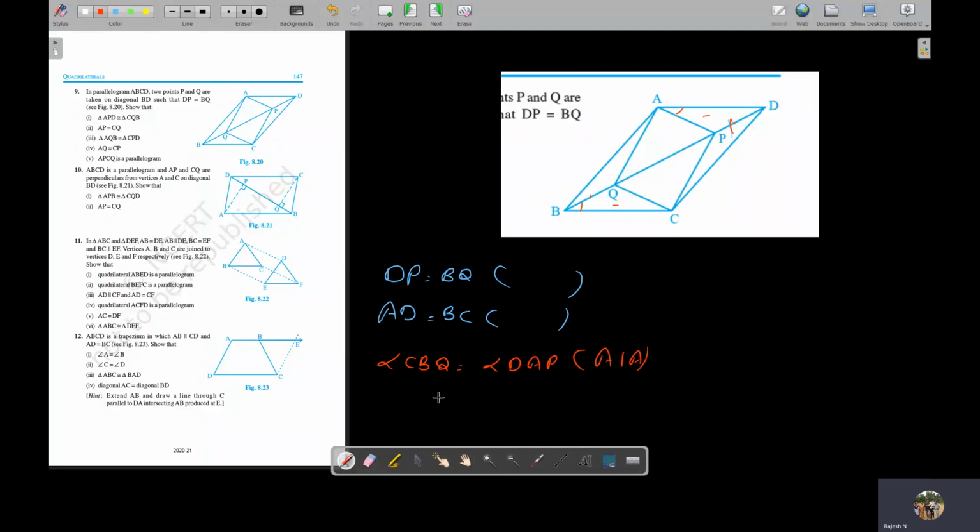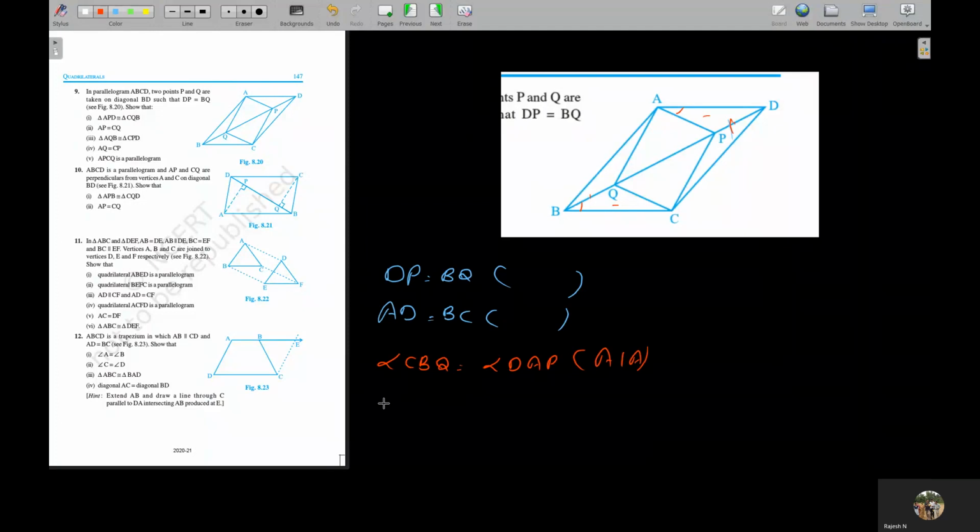Therefore, by which rule? By side angle side, SAS congruence rule, triangle APD is congruent to triangle CQB. So if APD is congruent to CQB, what can we say? AP is equal to CQ. What is the reason? CPCT.